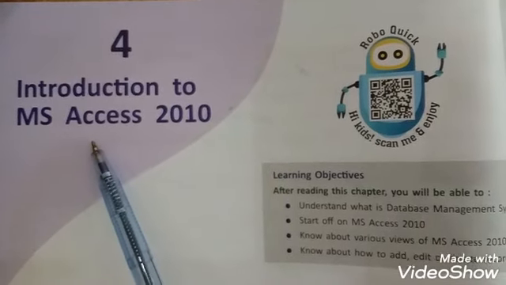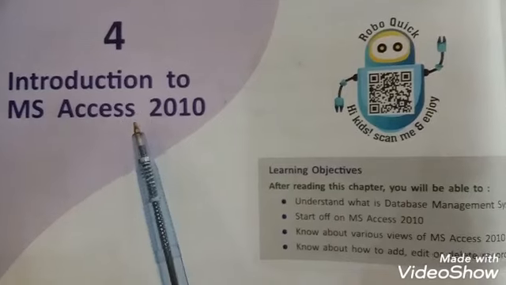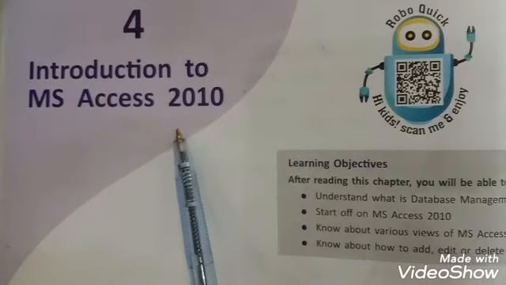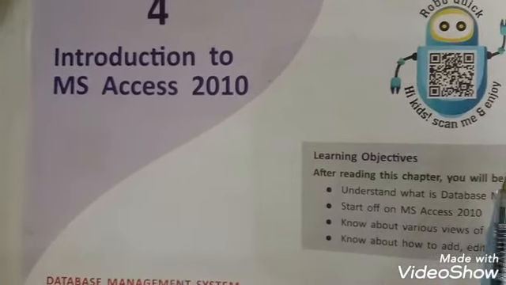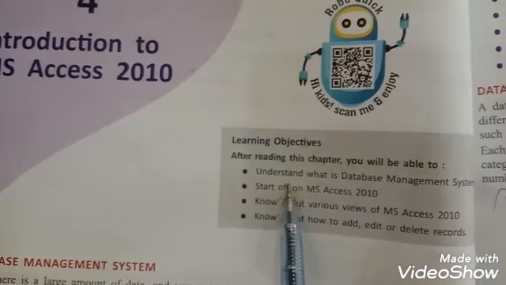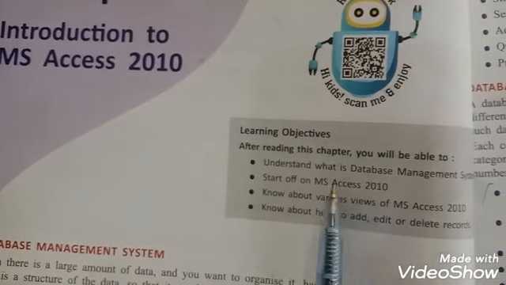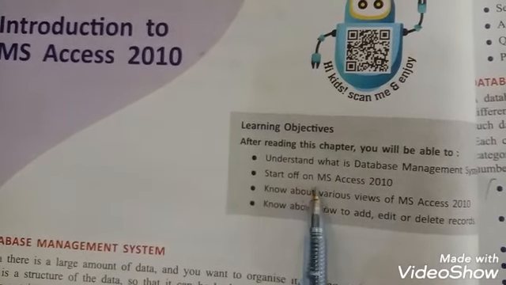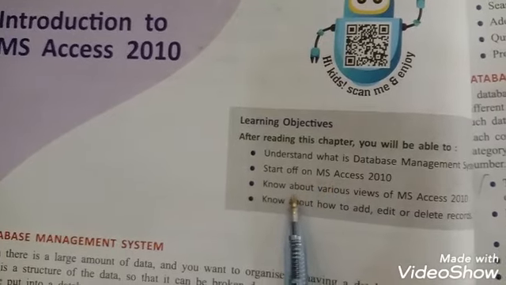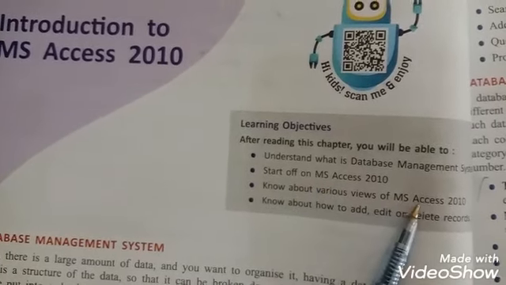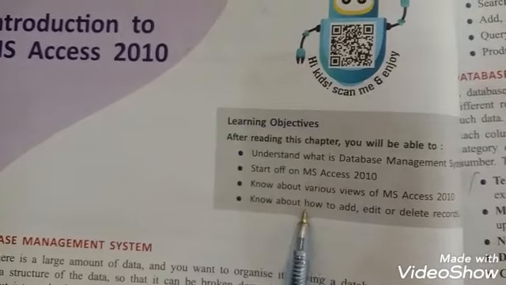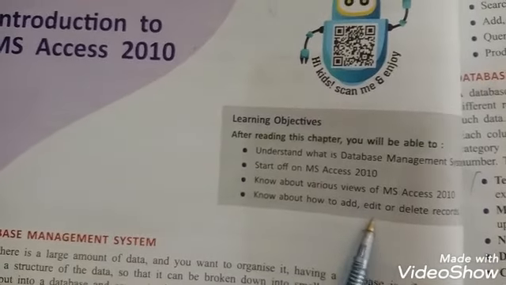Now we are going to start chapter number 4, Introduction to MS Access 2010. After reading this chapter, students will be able to discuss different points related to this chapter. First one is understand what is database or DBMS. Start off on MS Access 2010. Now about various views of MS Access 2010. Now about how to add, edit or delete records.